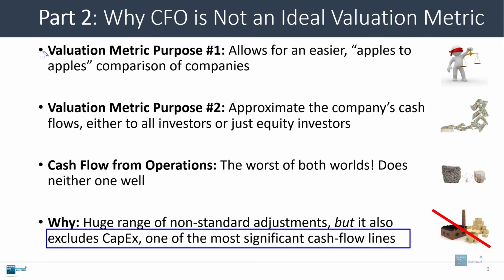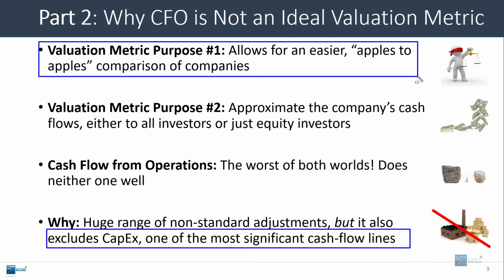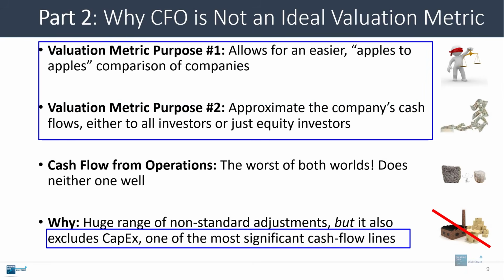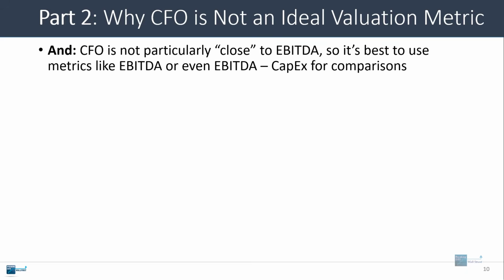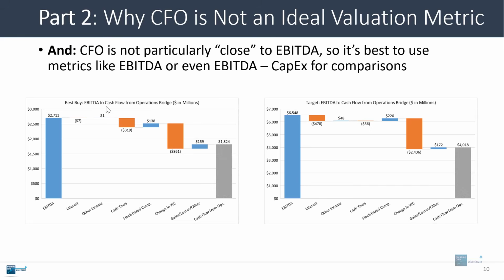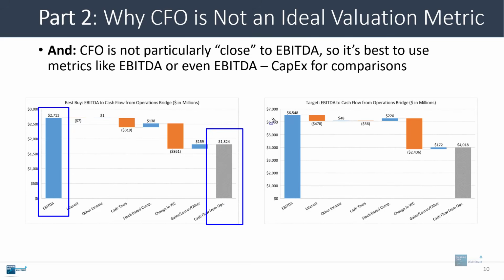So really, you're not getting a great comparison here, and you're also really not approximating cash flows all that well with this metric. Some people claim that CFO and EBITDA are close, but if you actually look at the numbers, I have Best Buy and Target up here from 1 year. There's about a 50% difference between cash flow from operations and EBITDA for these very standard retail companies. And so you will see even bigger differences in other industries.